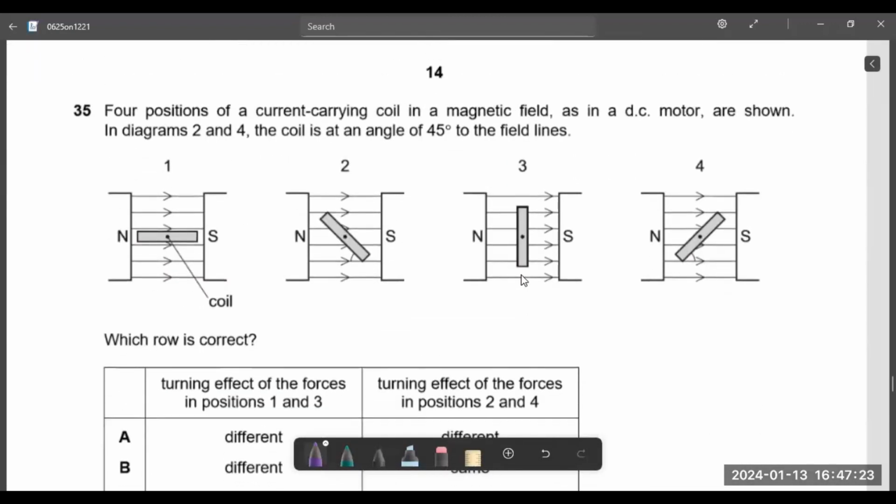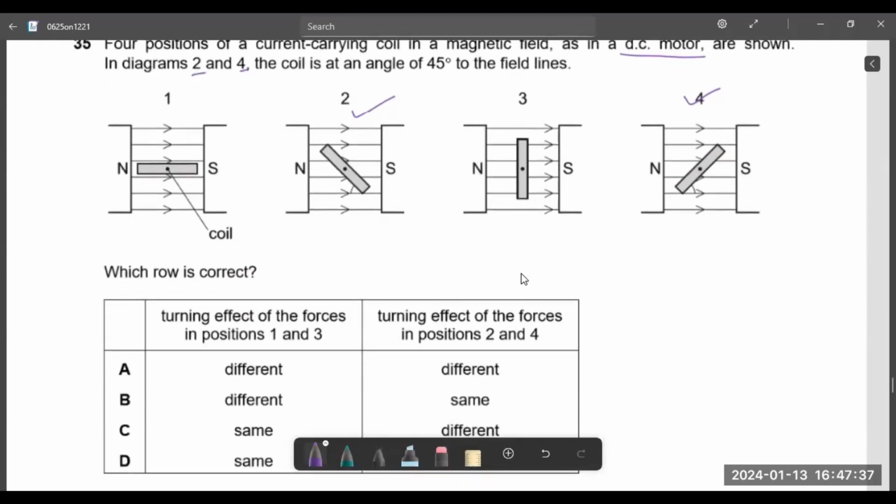Four positions of a current carrying coil in a magnetic field as in a DC motor are shown. In diagrams 2 and 4, the coil is at 45 degree. In these two cases it is at 45 degree. Which row is correct? Here the coil is parallel and here it is perpendicular.